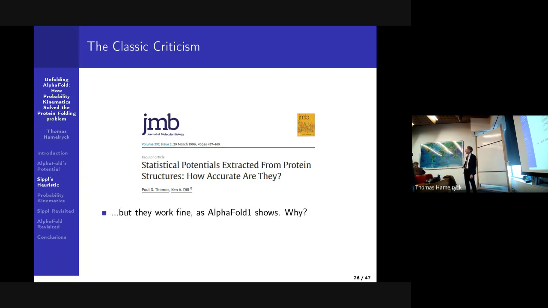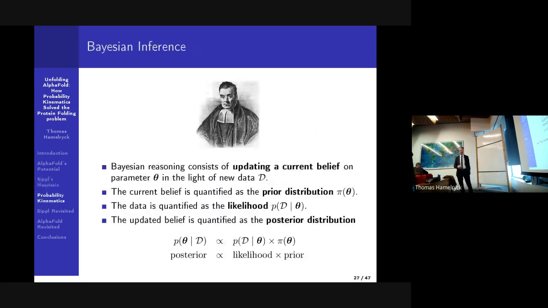But they seem to work. And AlphaFold also puts them to good use. So the question is, why do they work? And the answer is probability kinematics. So you can really get the same type of potentials when you apply this type of probabilistic reasoning. So let's now turn to probability kinematics.